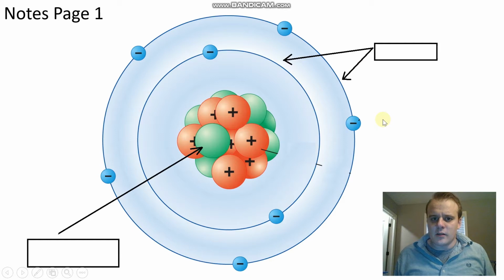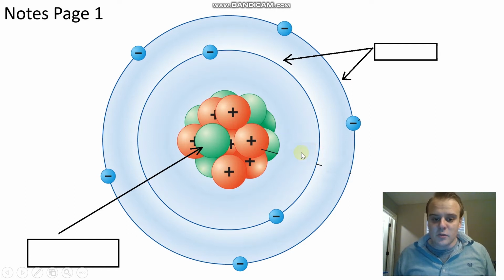I'm just gonna take some time here to review the structure of the atom with you all. So what I have up on the screen here is a model of an atom. And we're just gonna review what the different parts of the atom are, and how we can use that to find out some information about the atom.